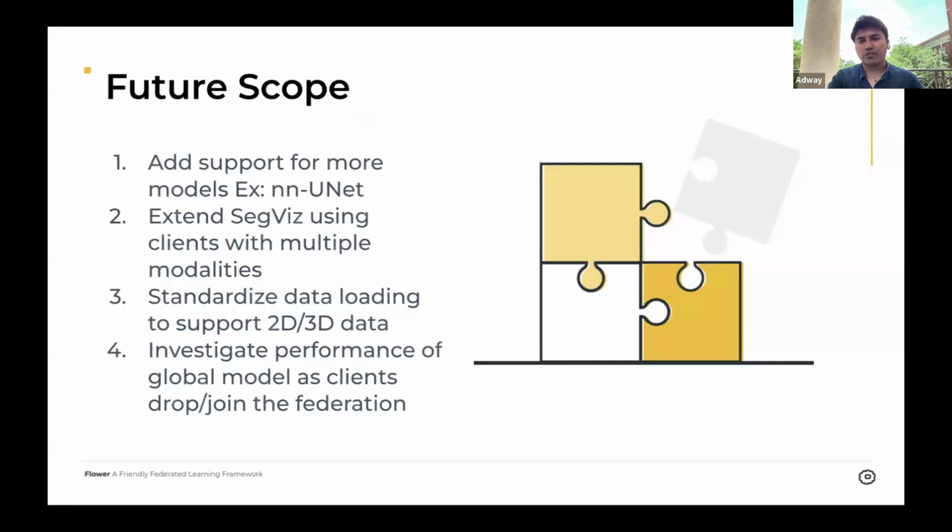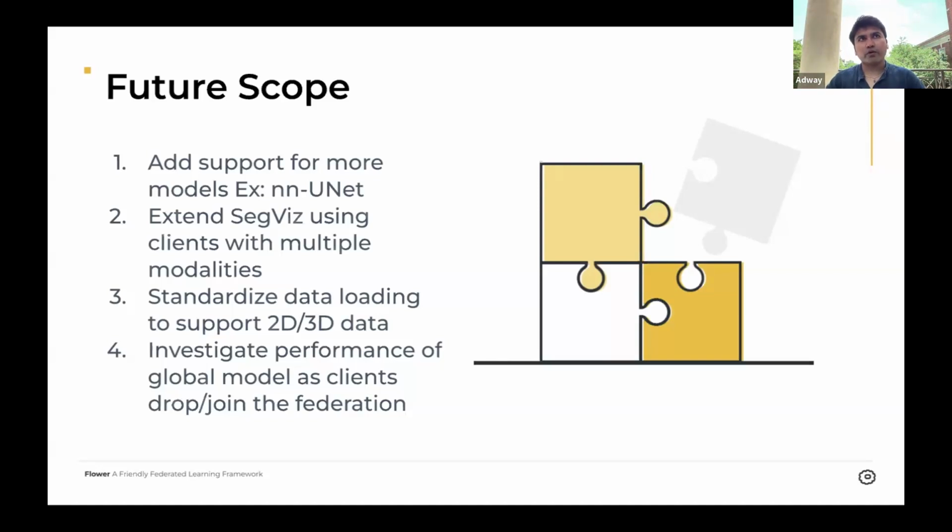For parts of our research paper, we only chose CT images, but we also want to extend that to clients that will be bringing in magnetic resonance images or X-rays, and see how all of them can still be a part of the federation and provide a global model that should be able to segment all of this together. One of the concerns that we noticed was standardizing the data. When you have data heterogeneity, a big concern is how you would standardize the data that you're loading in, especially when you have such a variety of data. You have 2D and 3D data. That's also something that we're interested in doing.